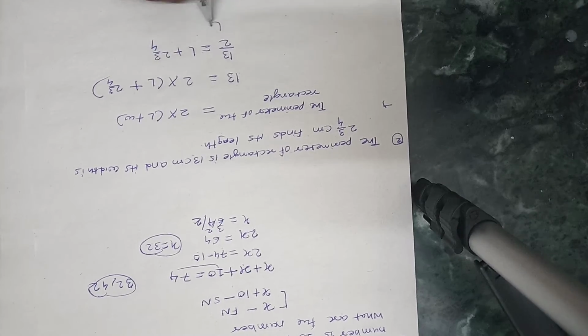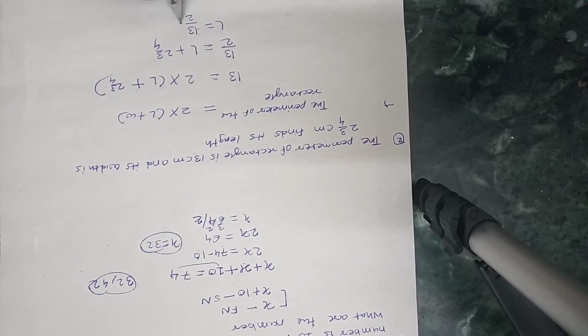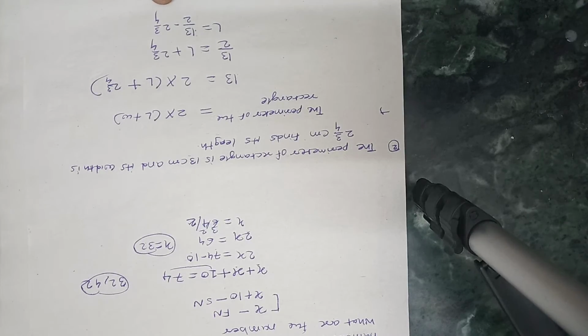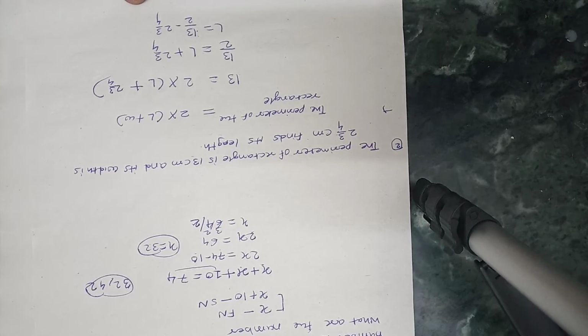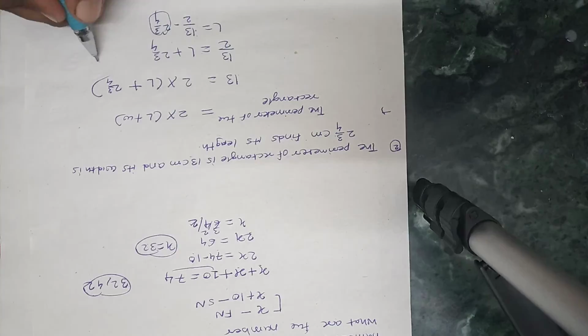So L will be 13 by 2 minus 2 raised to 3 by 4. 13 by 2 minus 2 raised to 3 by 4. So in this case we have to solve this part now. This is very simple. First we have to solve this, that will be 4 into 2 plus 3. This will be solved like this.